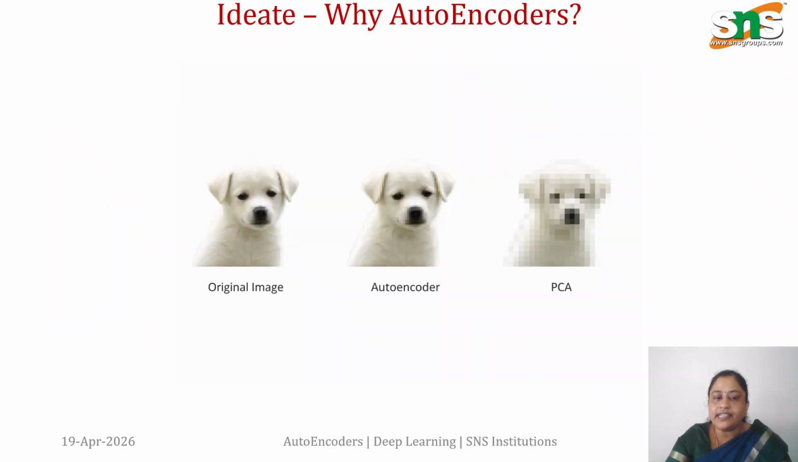Here, let us analyze a real world application. Here we have an original dog image. When you pass this original image to an autoencoder, it reconstructs the image like this. You can see how it looks. But when the same thing is passed to PCA, the image is reconstructed with some distortion. That is why we use autoencoders for compressing images or to denoise sound from audio or video.